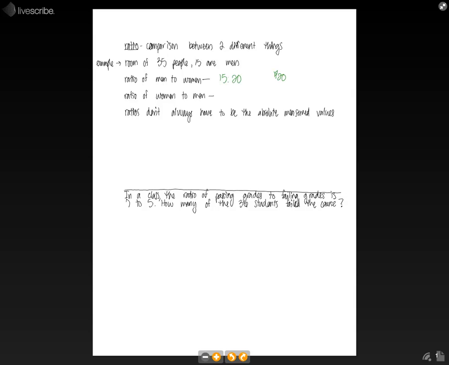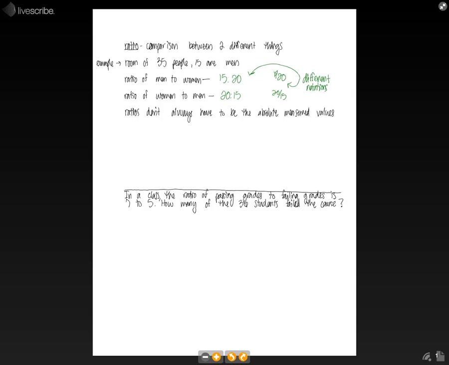And if we wanted to write the ratio of women to men, it would be just the flip-flop of that. It would be 20 to 15 because there are 20 women and we asked for the women first in the wording. So it becomes 20 to 15 or 20 over 15. And these are just two different notations that can be used, but they mean the same thing.